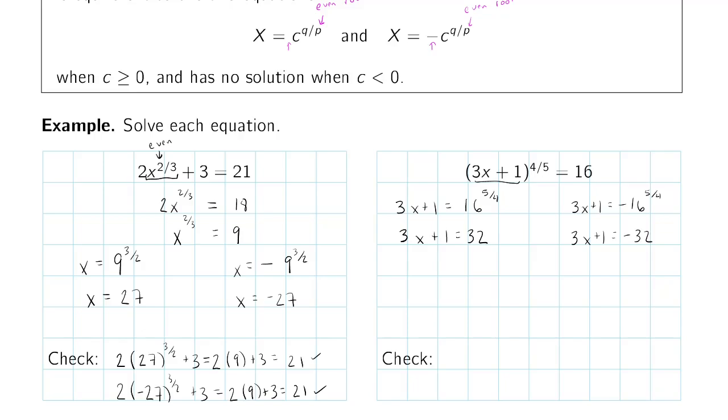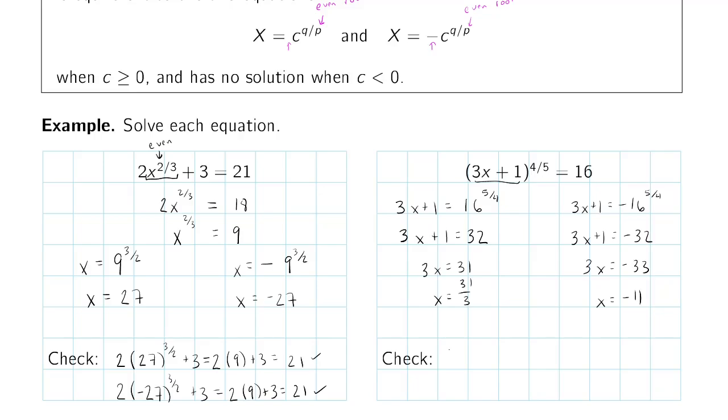And then we just finish solving each one. 3x is 31, x is 31 thirds, or 3x is negative 33, x is negative 11.